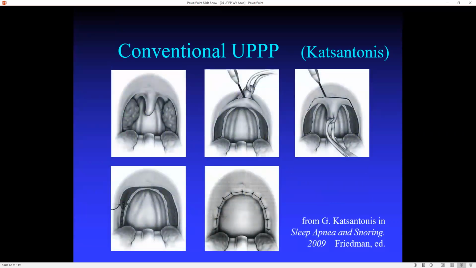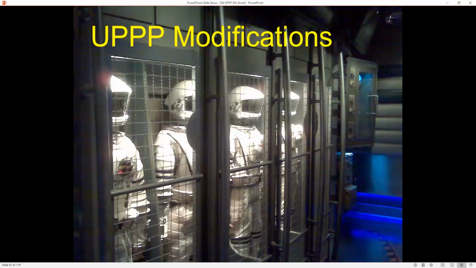So this is the so-called conventional traditional UPPP, where the uvula is resected and looks almost like a Simmons palatoplasty with the arch. I personally don't like to see that arch. I don't like to do that arch. What about some modifications?